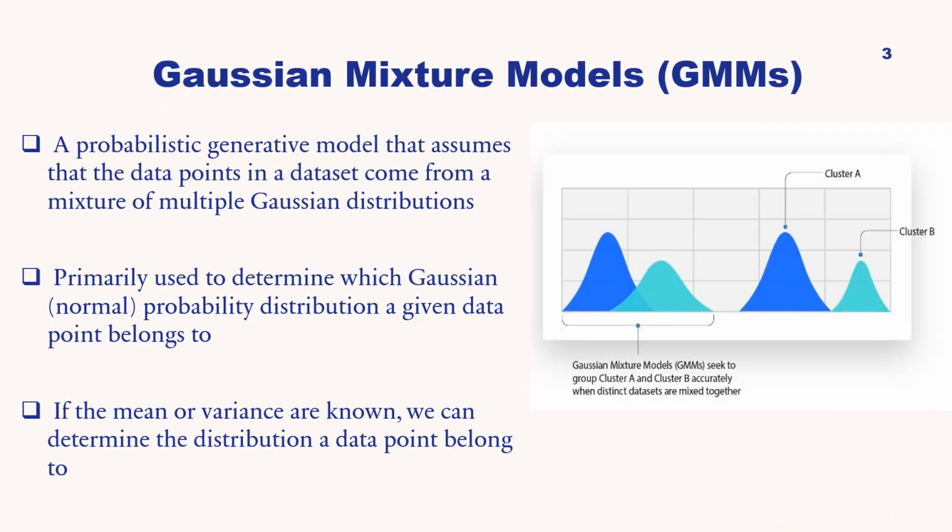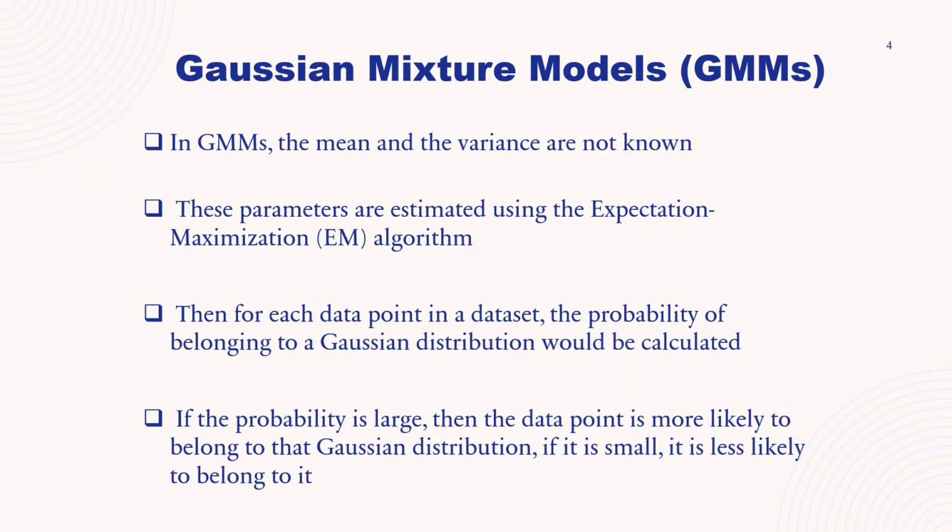Now, an example of a probabilistic model is Gaussian mixture models. Note, it is still an unsupervised learning algorithm. This probabilistic generative model assumes that the data points in a data set come from a mixture of multiple Gaussian distributions. And it is primarily used to determine which Gaussian or normal probability distribution a given data point belongs to. If the mean and variance are known, then we can determine the distribution a data point belongs to. In GMMs, the mean and the variance are not known, and we estimate these parameters using the expectation maximization algorithm.